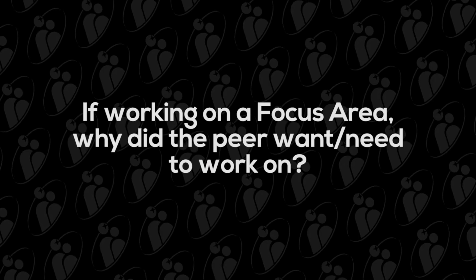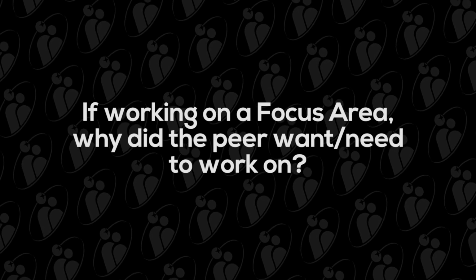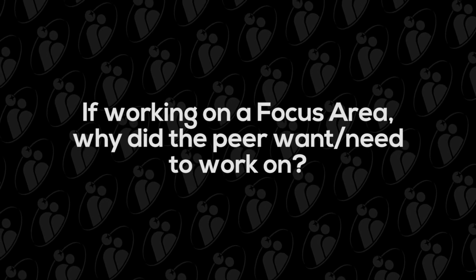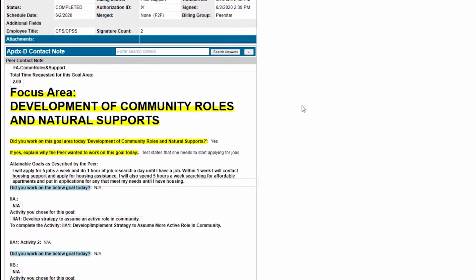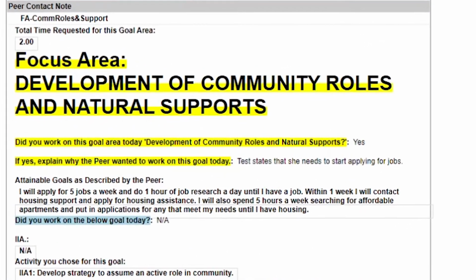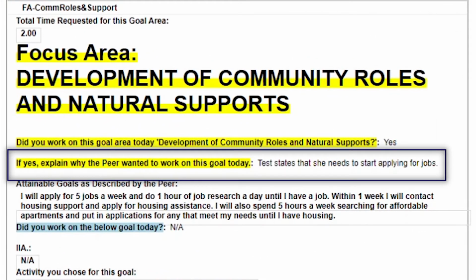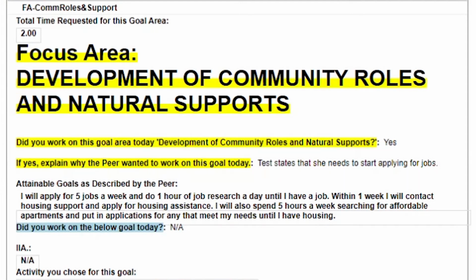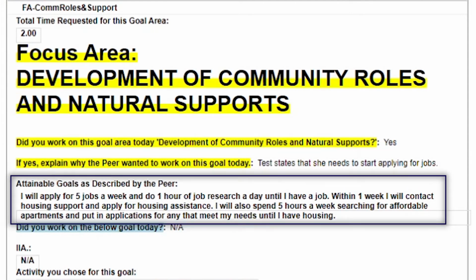If working on a focus area, why did the peer want or need to work on it? Highlighted in yellow under the yes or no question describes specifically why the peer needed and wanted to work on the goal this day. The peer's individualized description of the goal for that focus area, in their own words, is populated from the IRP where it lists, quote, "attainable goals as described by the peer."